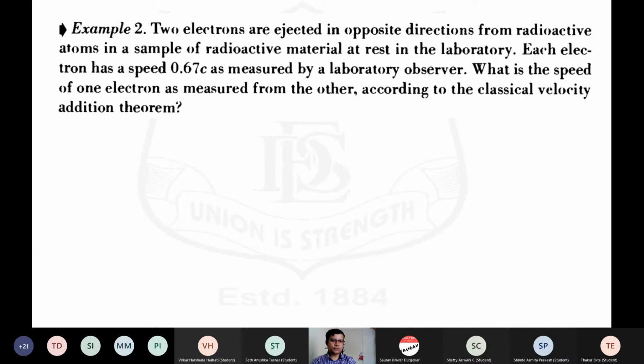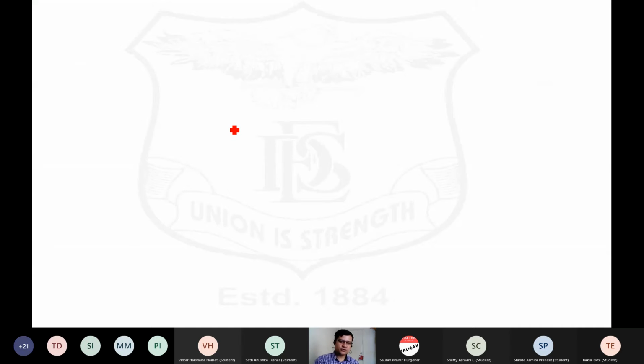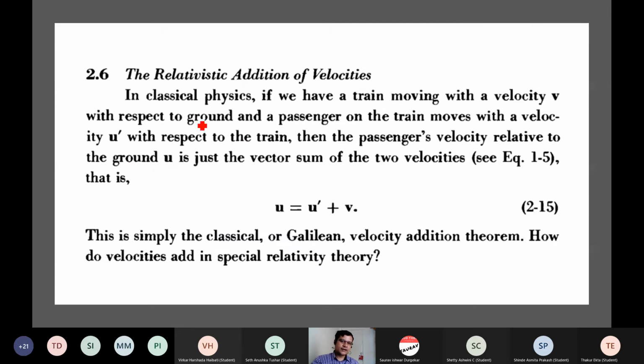Look at this, there are two frames moving in opposite directions, the two electrons. So you have the resultant velocity, which you always write with the help of an equation. Just consider the example of the train and passenger, always the classical rule. The passenger is moving with a certain velocity with respect to the train, and the train is moving with respect to the ground. That's what you have.